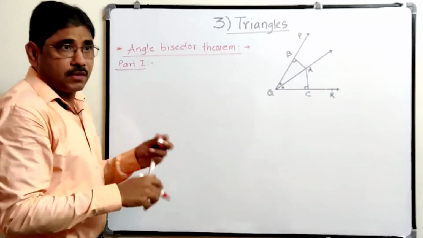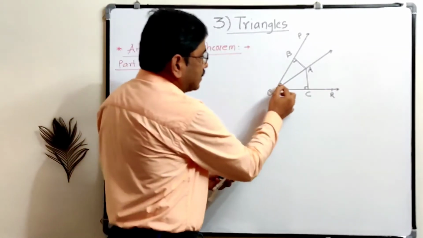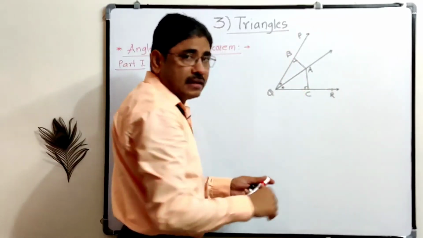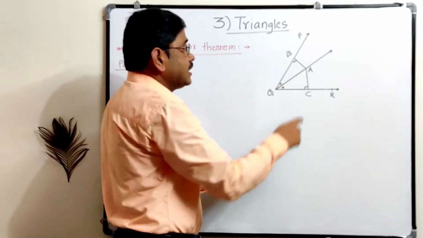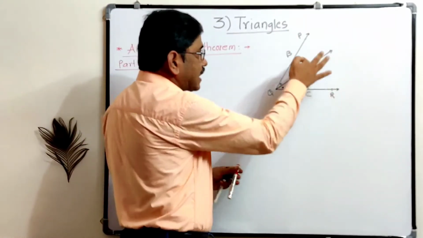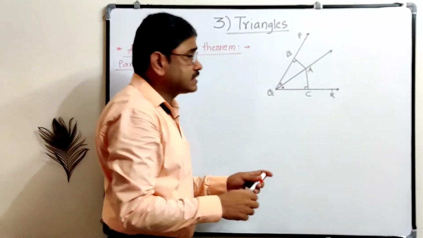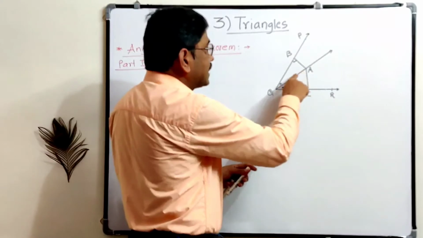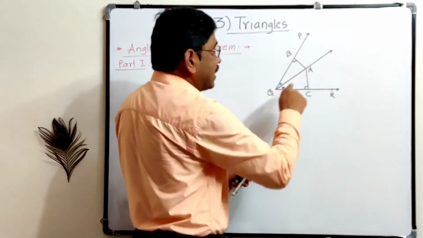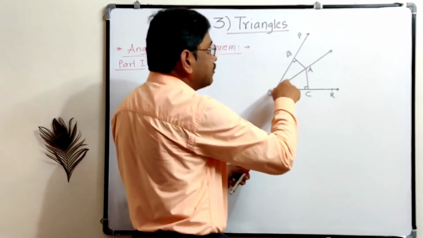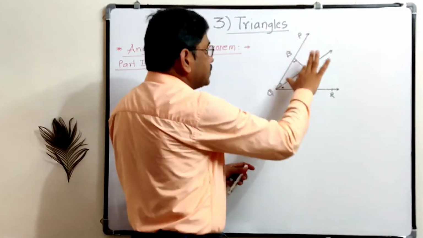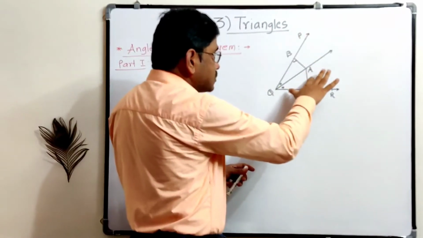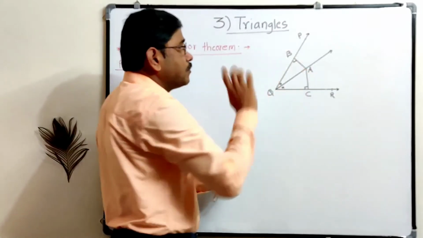Every point on the angle bisector, here if we take any point, that point is equidistant from the sides, at an equal distance from the sides. What does distance from the sides mean? Perpendicular distance. AC is the distance of that point A from side QR, and AB is perpendicular to PQ, which means the distance of point A from PQ is AB.